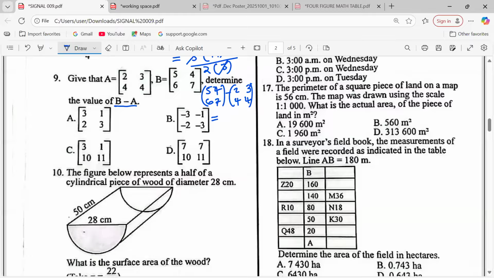When we are carrying out this subtraction, we're supposed to subtract corresponding elements in corresponding positions. If it's 5, we subtract 2. That gives 3. If it's 4, we subtract 3. That gives us 1. If it's 6, we subtract 4. That gives us 2. If it's 7, we subtract the 4 here. That gives us 3. You see? 3, 1, 2, 3. Making A the right answer. Very interesting and a very good question.